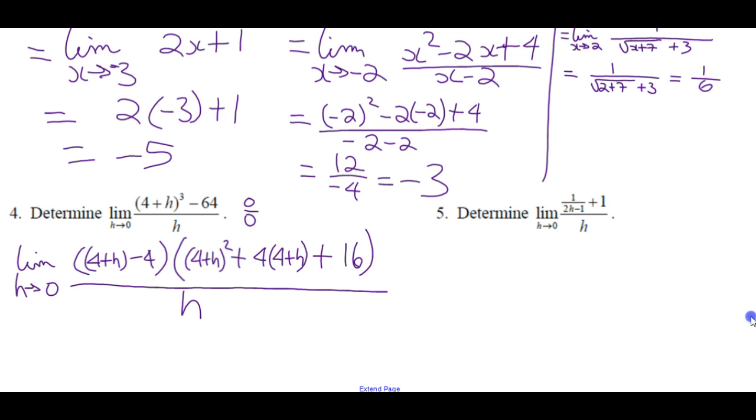Okay, so I'm going to check that, okay? So I've got (4 plus h) cubed plus 4 times (4 plus h) squared minus 4 times (4 plus h) squared plus 16 minus 16 minus 64. So it's all good, right? Oh, a little equal sign in front here, because that's equal to... What's 4 plus h minus 4? h.